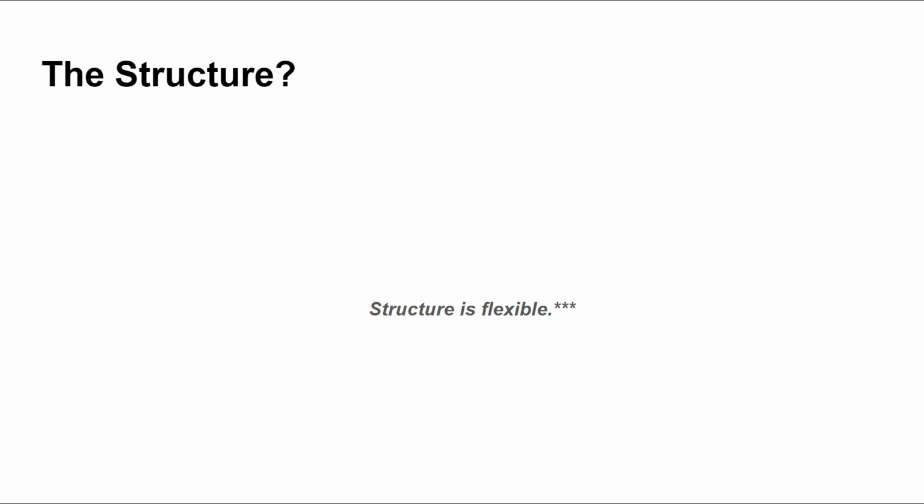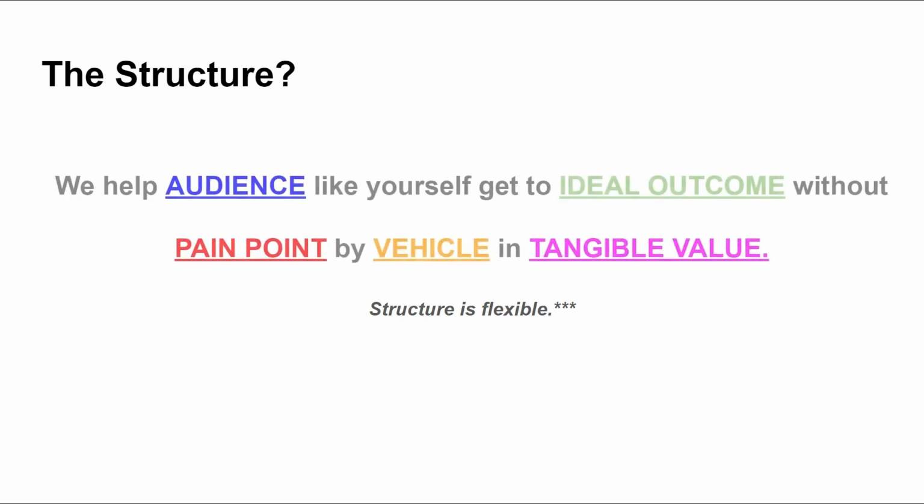Remember, the structure I'm about to give you is very flexible. You can add, minus, adjust, tweak, or shuffle them around. But keep in mind, the structure will give you a baseline so you can work from it. So it basically goes like: we help audience like yourself get to desired outcome without pain point by vehicle in tangible value. It might sound confusing right now, but I'm going to show you an example in a second. Okay, so let me break that down real quick. Audience is your niche market. So: we help such and such like yourself get to a desired outcome without pain point by vehicle in tangible value.